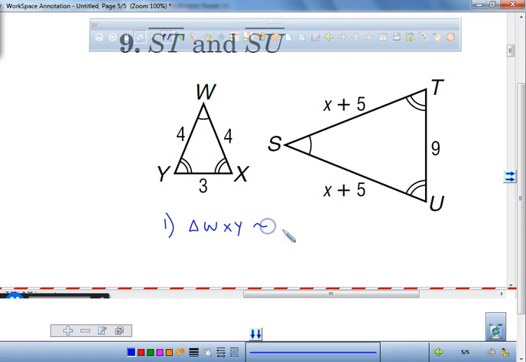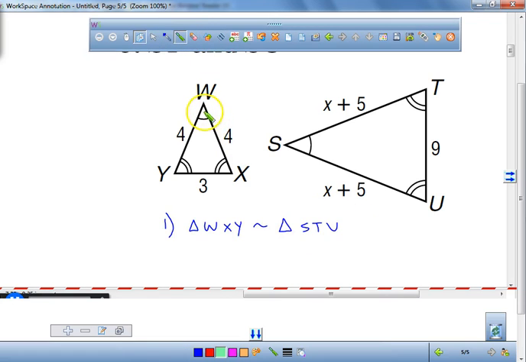And that's going to be similar to triangle. What is W going to be similar to? W, S, to T, to U. So that's my similarity. Okay. So I'm going to highlight things that are definitely congruent to each other.